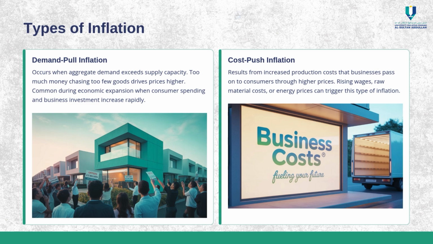First, demand-pull inflation, where too much money is chasing too few goods. For example, when people rush to buy houses, the price of houses will go up. Second, cost-push inflation. When production costs rise, businesses will increase their prices. For example, a rise in fuel prices can increase delivery costs.